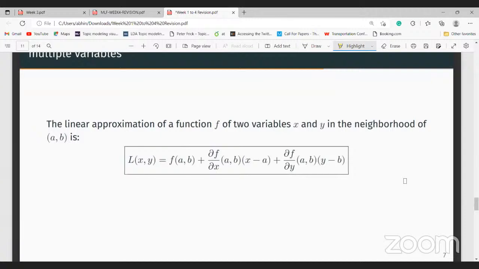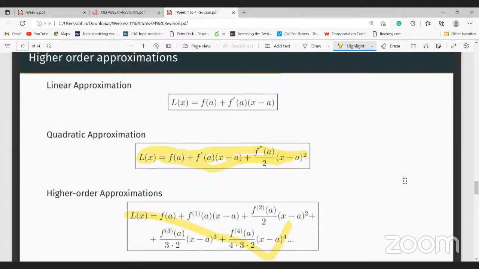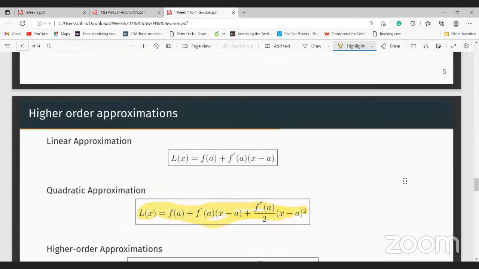Then I will multiply f_x, which is the partial derivative of f with respect to x, with (x - a). Similarly for y, I will multiply it with (y - b), and then add all these to the function value at (a, b). This will give me the linear approximation of the function at the particular point (a, b). Again, this is similar to the linear approximation formula.